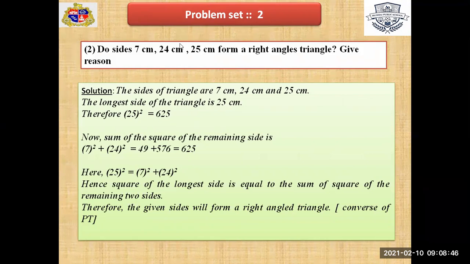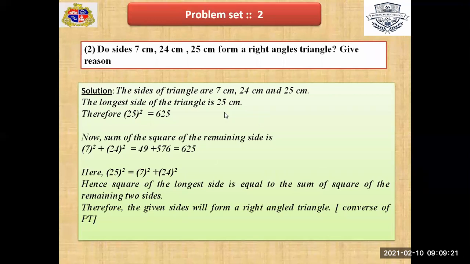Now we find the sum of the squares of the remaining sides, that is 7 square plus 24 square, we get 625. So here 25 square is equal to 7 square plus 24 square. So this satisfies this format, that is, the square of the longest side is equal to the sum of the squares of the remaining 2 sides. Therefore, we say that the given sides 7 centimeter, 24 centimeter and 25 centimeter form a right angle triangle. So it's a converse of PT, that means Pythagoras theorem.